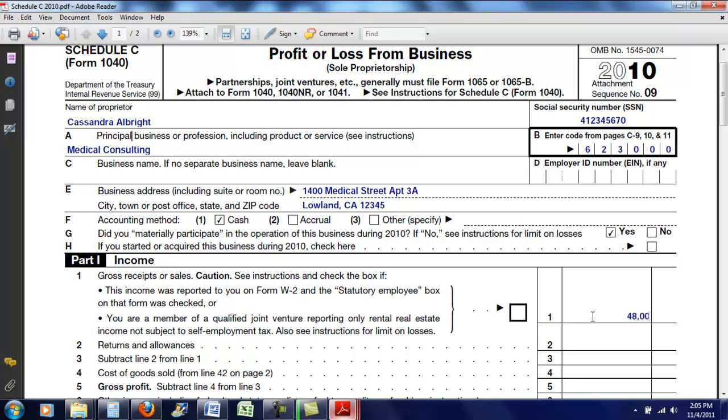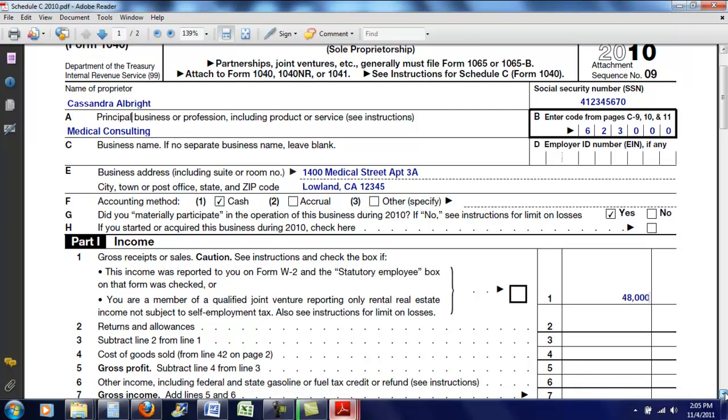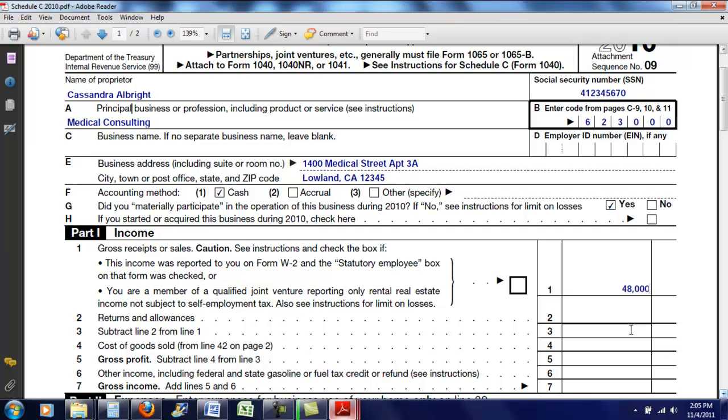Now, if she was selling a product rather than a service, we would want to go forward and do returns and allowances and cost of goods sold. She's not, so we're just going to leave that blank. So she has $48,000 on line 3, and then again on line 5 and line 7.